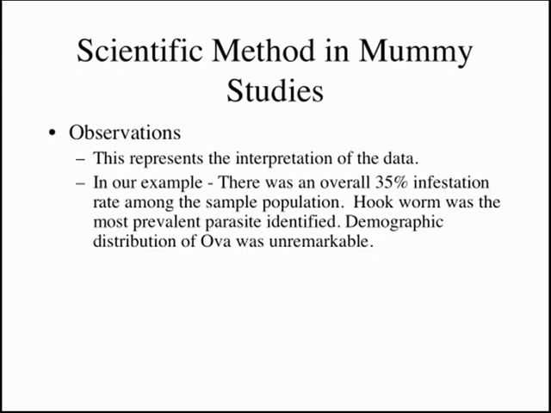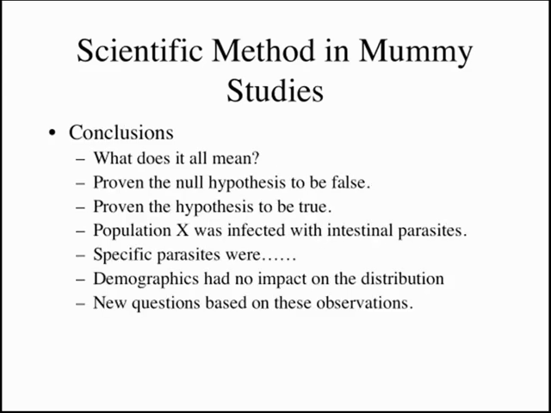Now, beyond that, we pass on to conclusions. And in our conclusions, we try to answer the question, what does it all mean? In our conclusion, we state that we have proven the null hypothesis to be false. Remember, in the null hypothesis, we said there would be no parasites in population X. But we did prove the hypothesis. There is a relationship between parasite ova and population X.